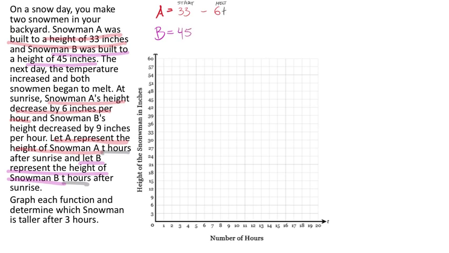This one also is melting. So snowman B is decreasing by 9 inches per hour. So it's not plus this time, it's now minus. We're going to take 9 inches off every hour. But that's only for 1 hour. If I keep this as 9, we don't know how many hours this is going to go on for, so I'm just going to put a t right there. Now that's both equations that I need.